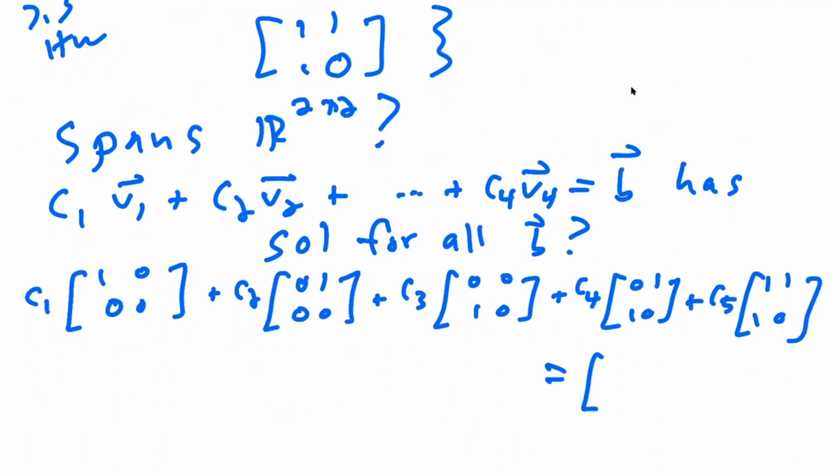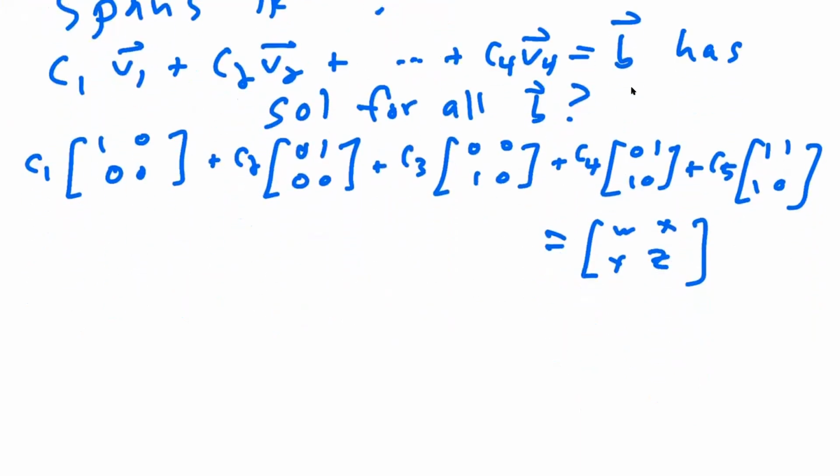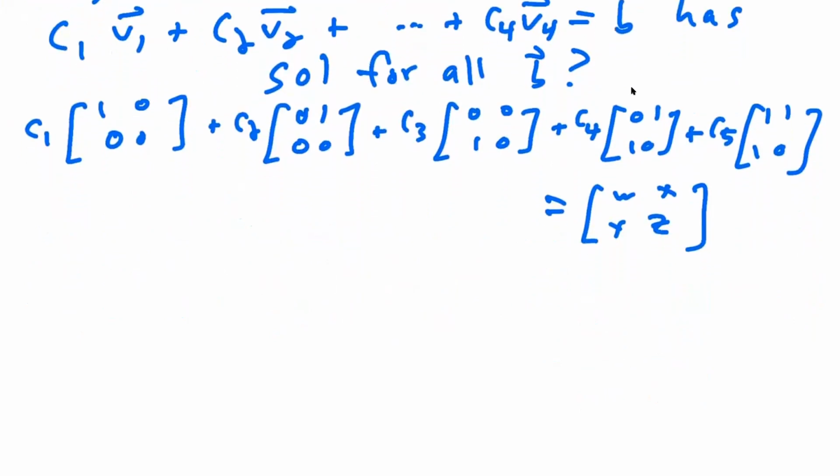Let's call it WXYZ. Okay, so that's my very general vector. And the real question is, does this always have a solution? Is there a solution no matter what W, X, Y, and Z are?